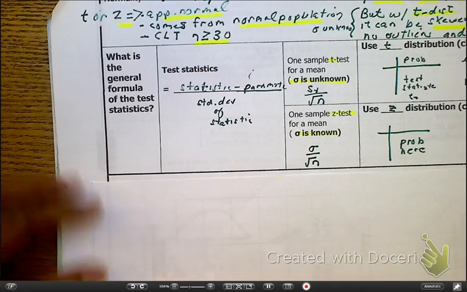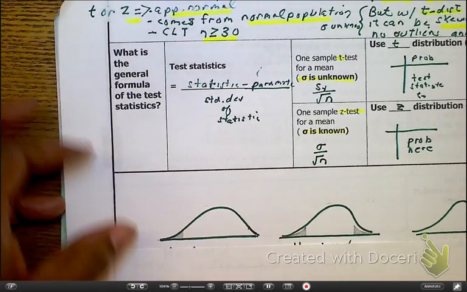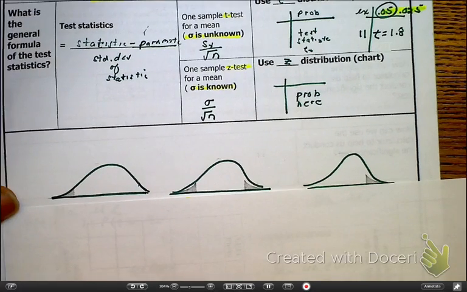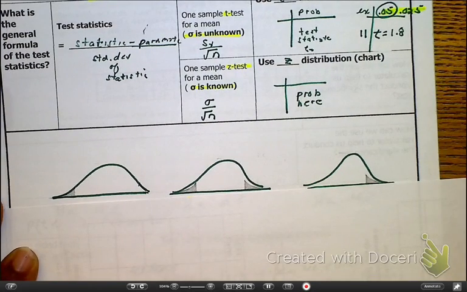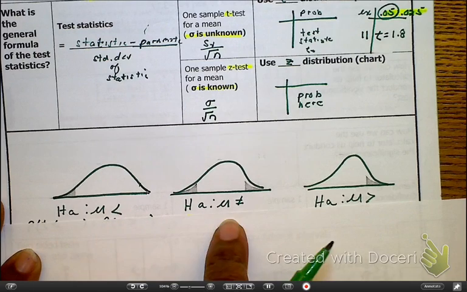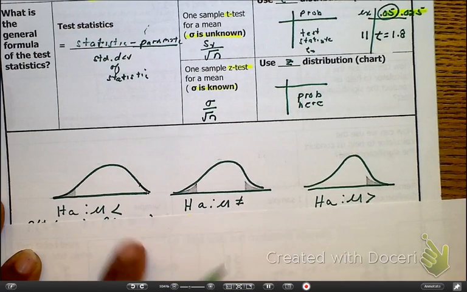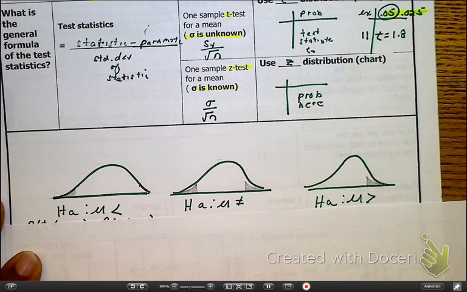Okay, next, let's see what our different graphs look like. Well, if we go back to our prior set of notes, this looks no different than it did before. Except now, instead of using P, we're going to be using mu. So right here, you can see that this is mu is less than, this is mu is not equal to, and this is mu is greater than. Yeah, they're supposed to be symmetric, but obviously not.